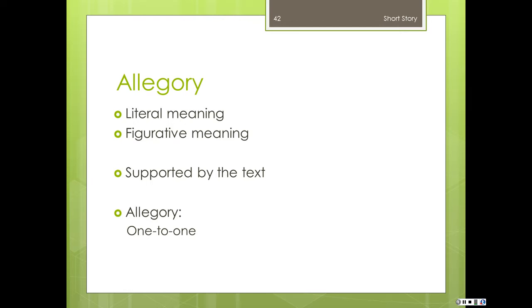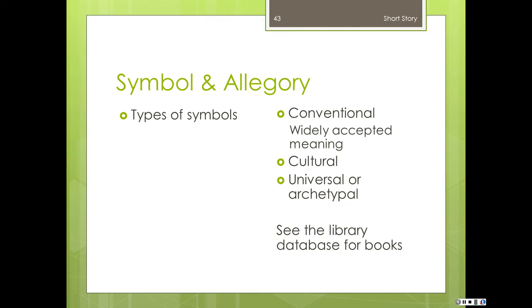an allegory. When we look at symbols, we think about the types of symbols. There are conventional symbols, things that we widely accept the meaning of. Some symbols, though, are perceived differently depending on the culture that the story is about or the culture in which the interpretation is taking place. And then there are some symbols that we consider to be universal or have a kind of archetypal meaning. The library databases have books that allow you to look at symbolic meaning.